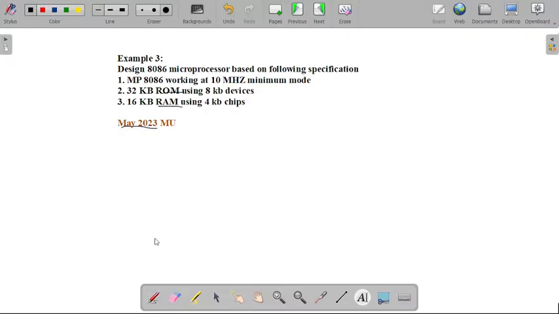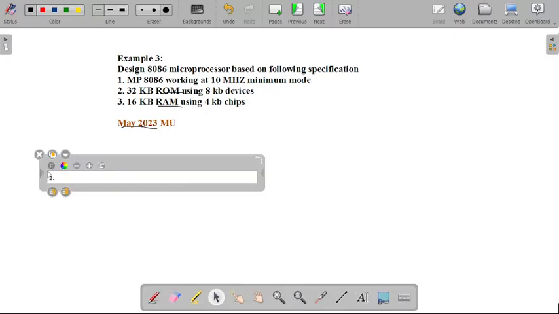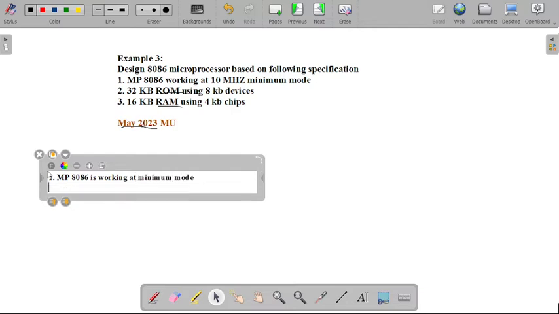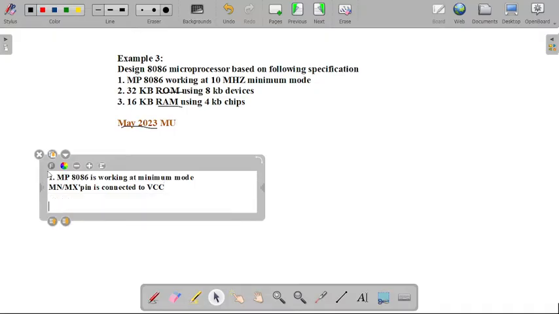So in this example, what is given? Our microprocessor 8086 is working at 10 megahertz and in minimum mode of configuration. So I'm writing here that the MN/MX bar pin of our 8086 is connected to VCC. That we have to write here in the answer.